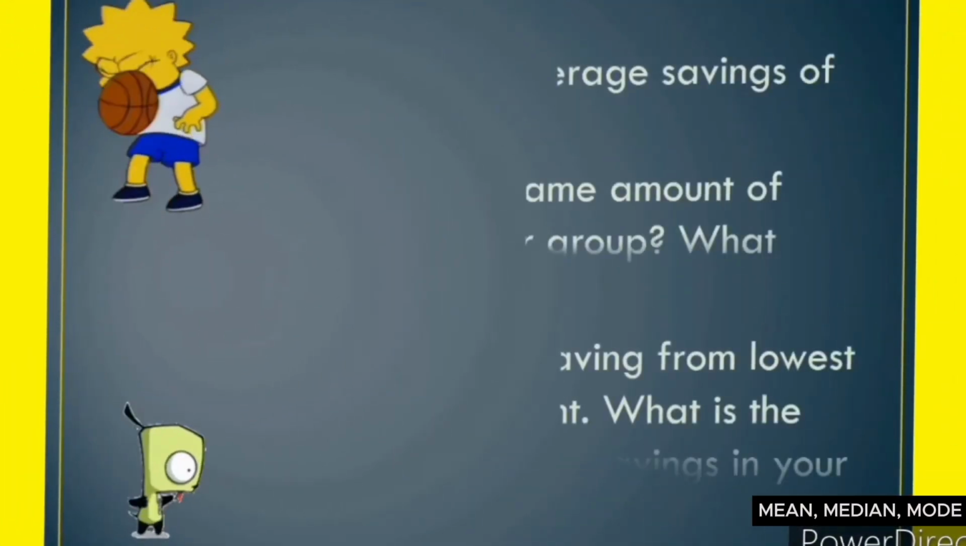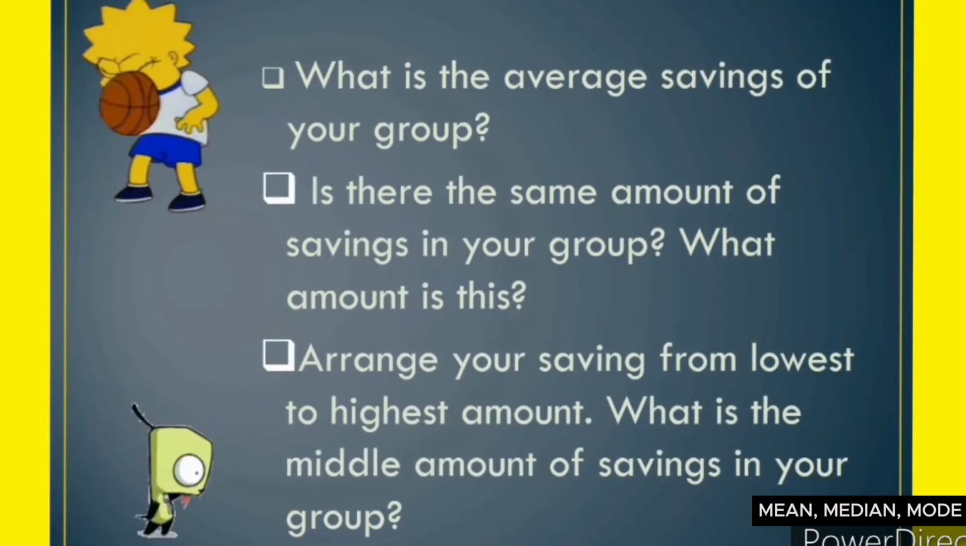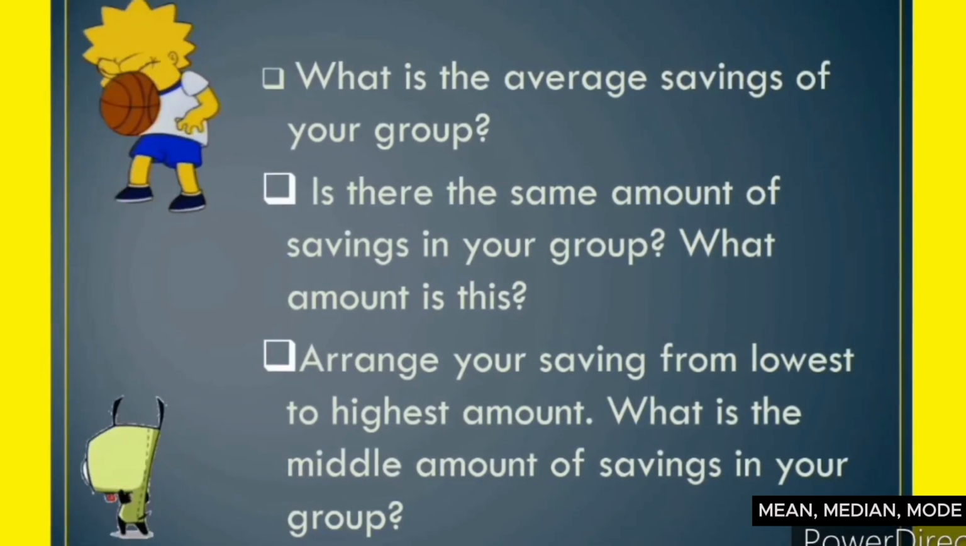Questions are: what is the average savings of your group? Is there the same amount of savings in your group? What amount is this? Arrange your savings from lowest to highest amount. What is the middle amount of savings in your group?